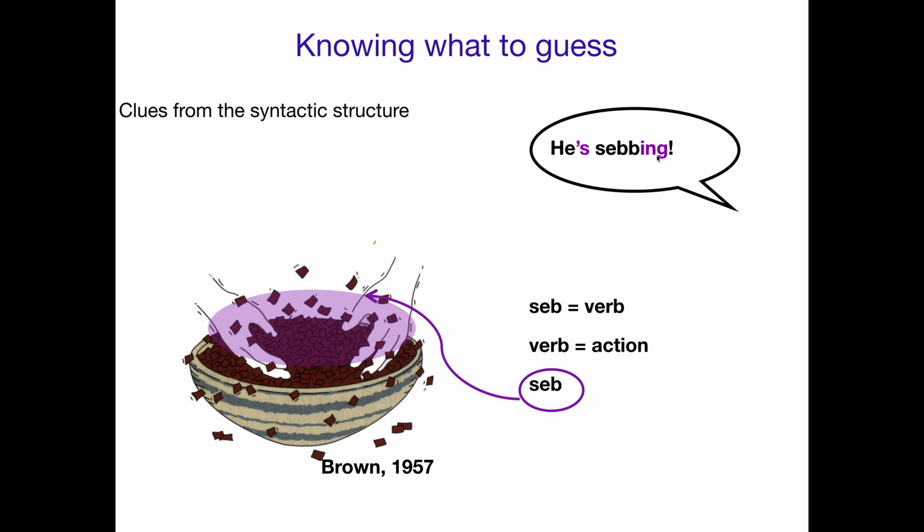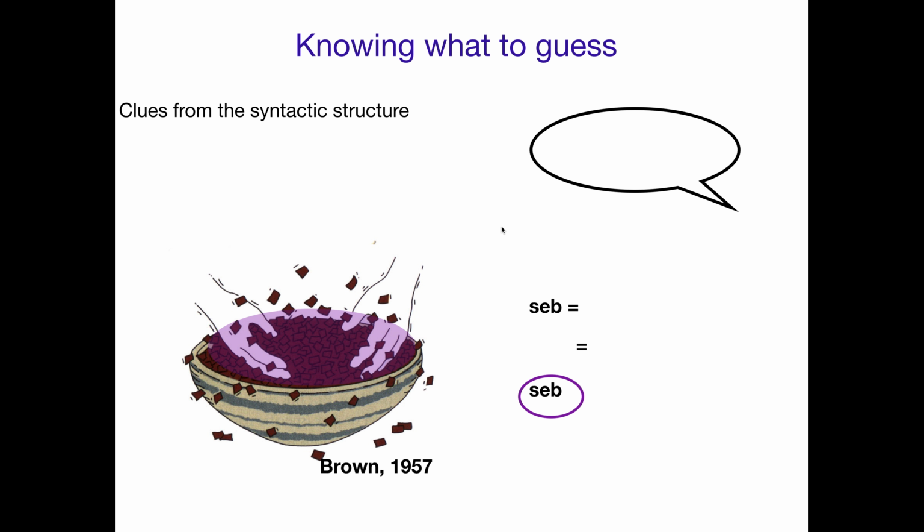Sebbing, he's sebbing, this is a frame that you only ever see with verbs. He's running, he's touching, he's hugging, he's kicking, he's sebbing. So you're like, okay, it's some kind of verby thing. Verbs tend to be actions. You're probably talking about whatever action these hands are doing to this confetti stuff, right? That's an example of using syntactic structure.